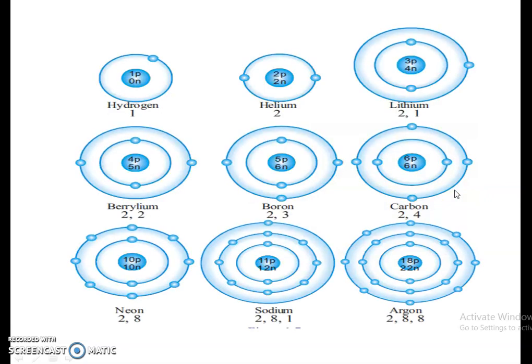Okay. So here this is the electronic structure of different atoms. Hydrogen we have already discussed. Helium, its atomic number is 2, so the first shell will occupy 2 electrons. Lithium, its atomic number is 3, so the first shell will occupy 2 electrons. The remaining 1 electron will be occupied in the second shell.